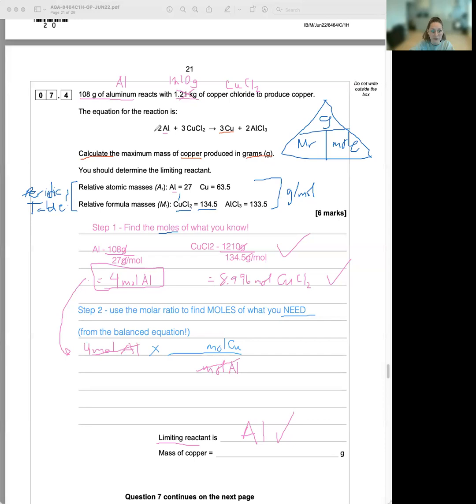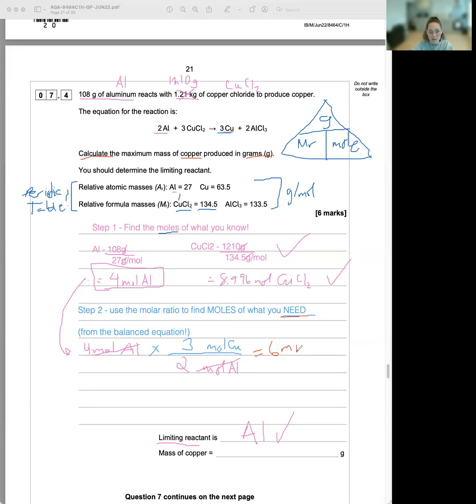So what is the number in front of Al from the balanced equation? It's 2. What is the number in front of Cu from the balanced equation? It's 3. And now I just do some maths. What is 4 times 3 divided by 2? You can put that into your calculator as a fraction if you wanted, but again, you can just take it bit by bit, numerator to numerator. 4 times 3 is 12. Now divide that by 2, you get 6.